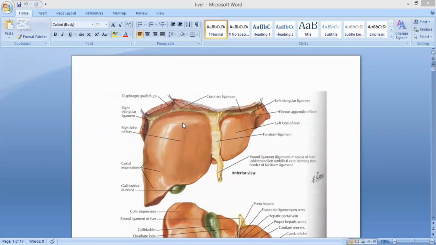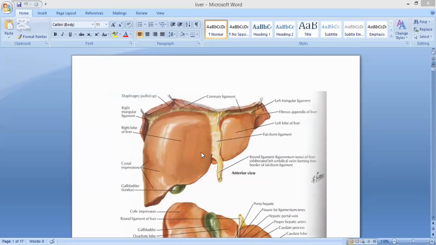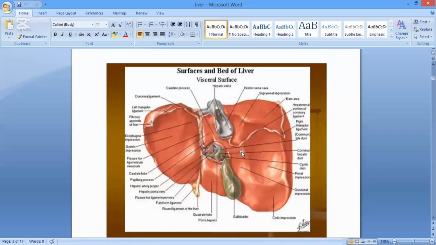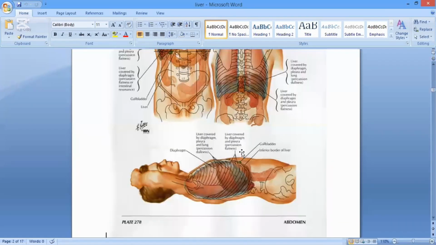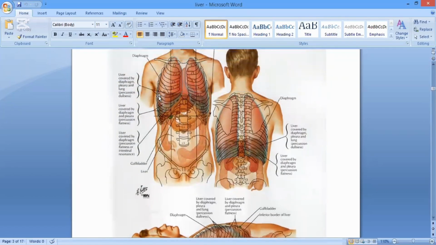Well, this is a soft and pliable tissue, right? And you can see it's reddish brown in color, and its shape is like a wedge. You can think of it as a triangle, a wedge-shaped structure. What is its location then? It is located in the right upper quadrant of the body.